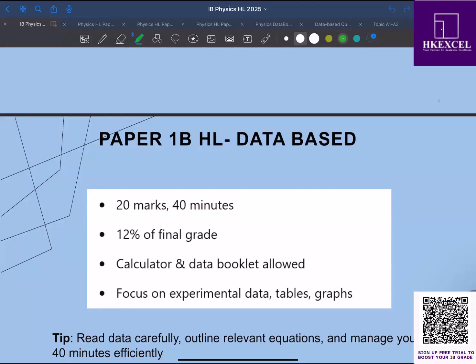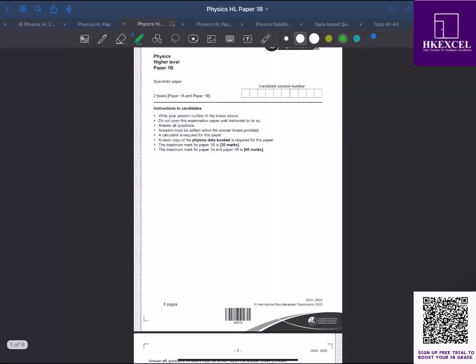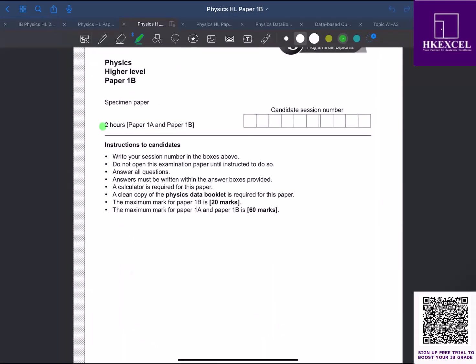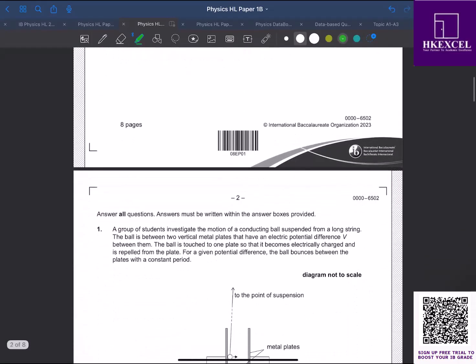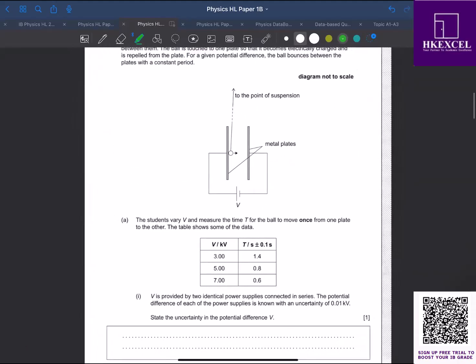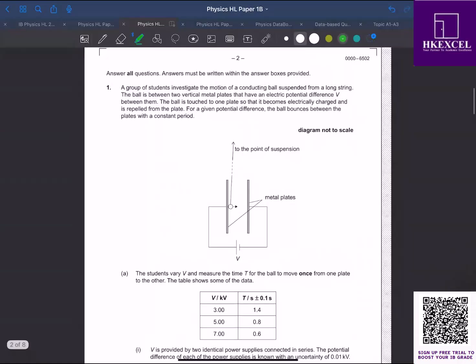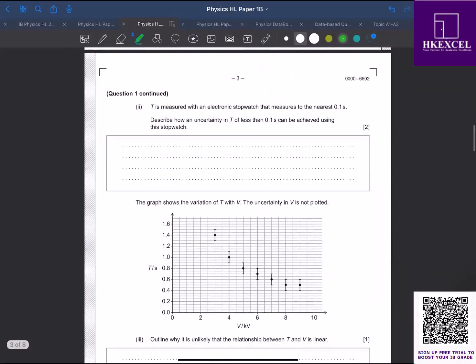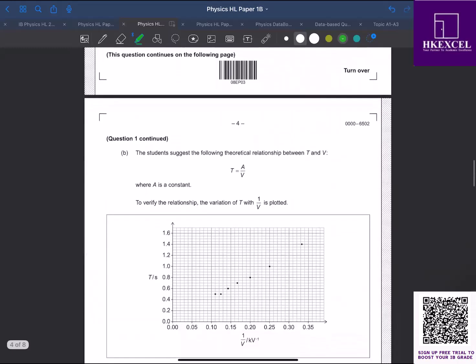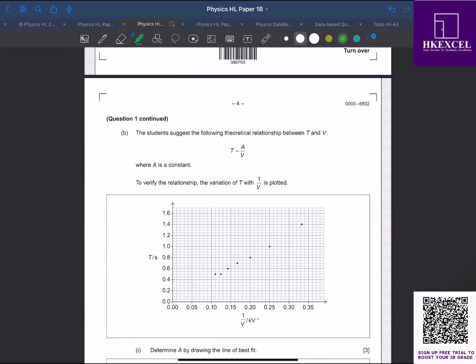If you look at a sample specimen paper, let's say paper 1B here, it's 2 hours for paper 1 and 1B. Paper 1B is 20 marks. So this is how a typical paper 1B would look. Experimental based questions with maybe graphs, some tables, or charts, or maybe results will be given. Now the question is, how do you tackle paper 1B?